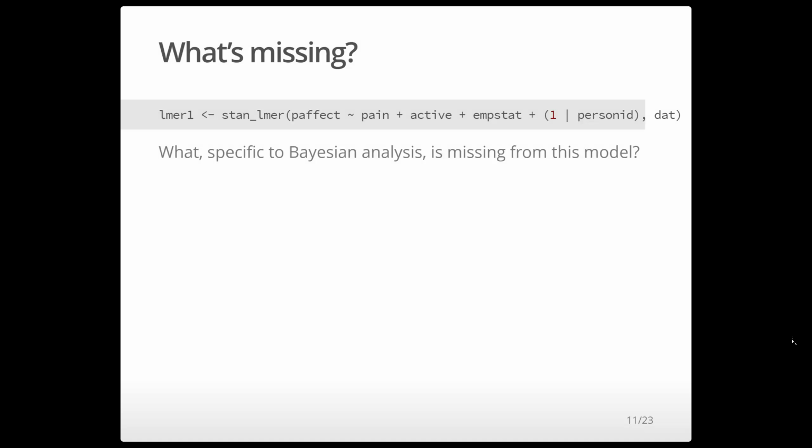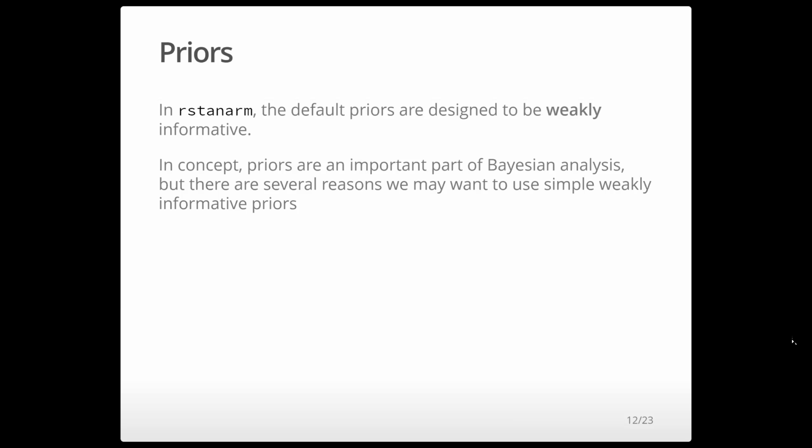So what specific to Bayesian analysis is missing from this particular model? Besides some of the tuning hyperparameters or the tuning features about the chains that we talked about, what specific to conceptual Bayesian analysis is missing from this? The answer is the prior. In rstanarm, the default priors are designed to be what they call weakly informative. Really purist Bayesians will tell you never use the term non-informative, because they say there's no such thing as a non-informative prior. They think that even frequentist analysis uses some kind of prior, it's just a bad one.